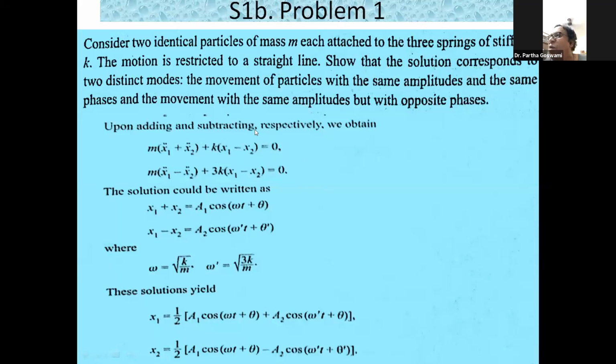Now I go to slide 1C and look at what is written at the bottom. Slide 1C.